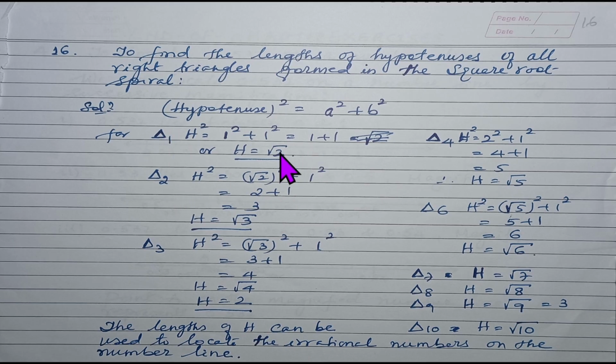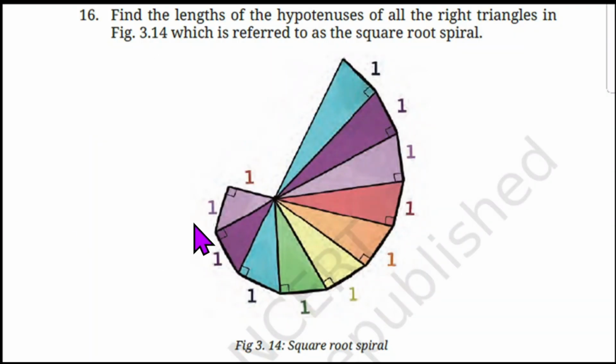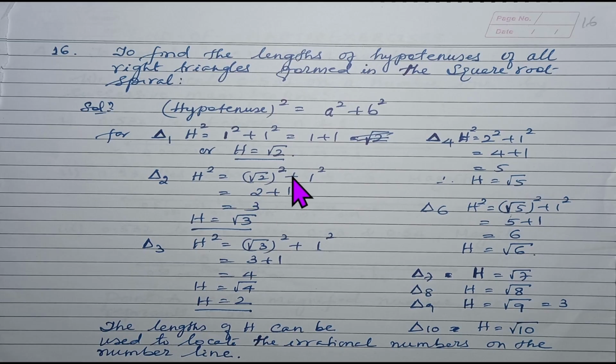For triangle 2, please understand here, root 2 is one side and 1 is another side. So I have to take the hypotenuse square as root 2 square plus 1 square, so it will be 2 plus 1 and that is 3, therefore the hypotenuse is root 3. And for the third triangle, I have to take root 3 as one side, so root 3 square plus 1 square, 3 plus 1 is 4, and the hypotenuse is 2. So also triangle 4, 2 square plus 1 square, 4 plus 1 is 5, h is equal to root 5.